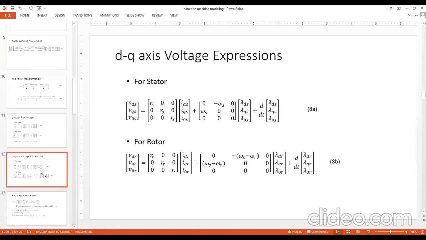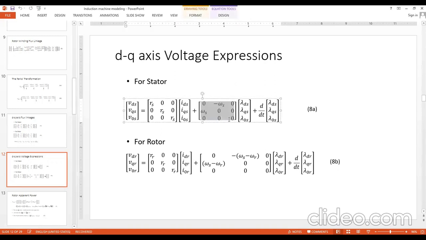So once we apply the Parks transformation for the voltage expressions, we can see that instead of VABC, we now have VDS, VQS, and V0S. And there is the mutual coupling. So VDS would be some function of lambda QS, that is minus omega S lambda QS, and VQS would be some function of lambda DS. So there is mutual coupling between the voltage and the corresponding flux linkage. And there is no contribution of the flux linkage lambda 0S on V0S.